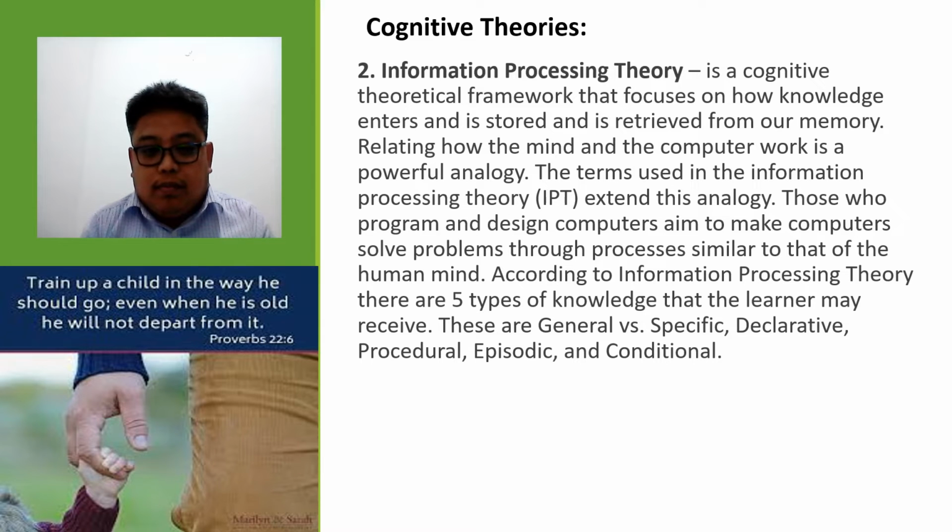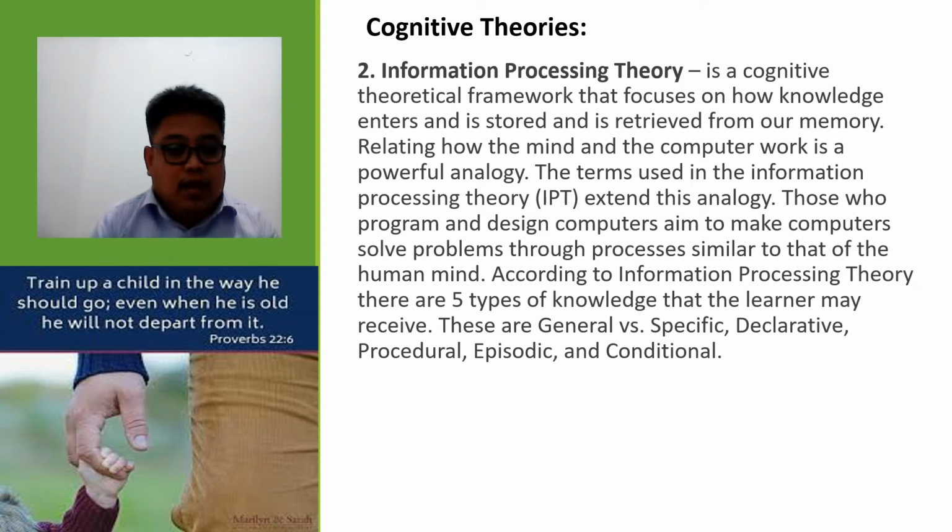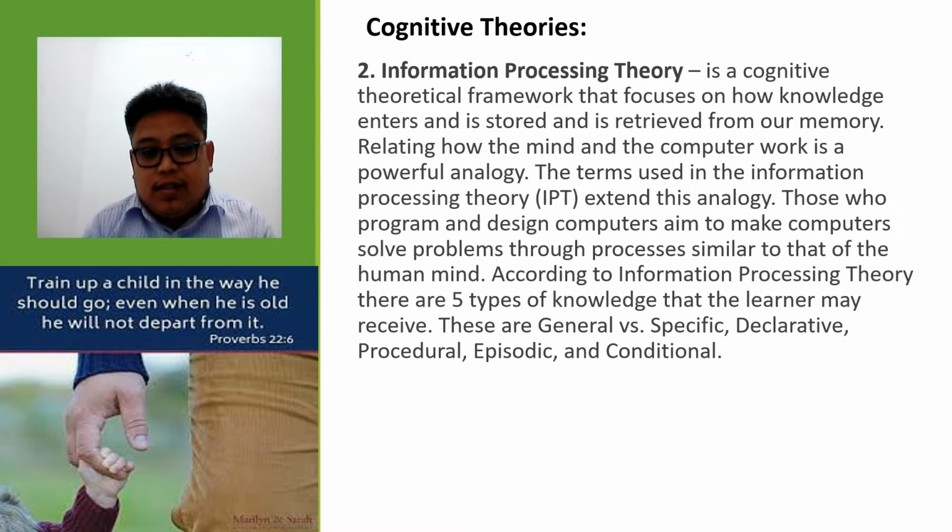Those who program and design computers aim to make computers solve problems through processes similar to that of the human mind. According to information processing theory, there are 5 types of knowledge that the learner may receive. These are general versus specific, declarative, procedural, episodic, and conditional.